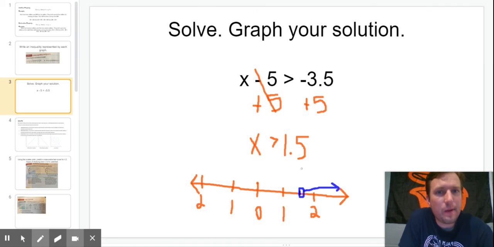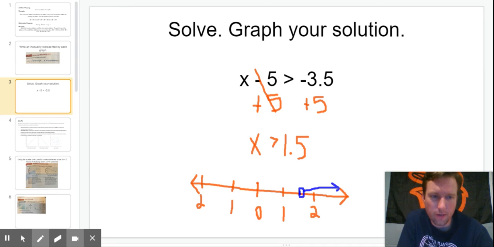So let's recap. Number 1, we have solved the inequality by doing the inverse operation and moving our values to the other side. We were left with x is greater than 1.5. We then were able to graph that inequality, x is greater than 1.5, with an open circle because it is not included. It's not x is equal to 1.5. And we had our line moving to the right to include everything that is greater than 1.5.